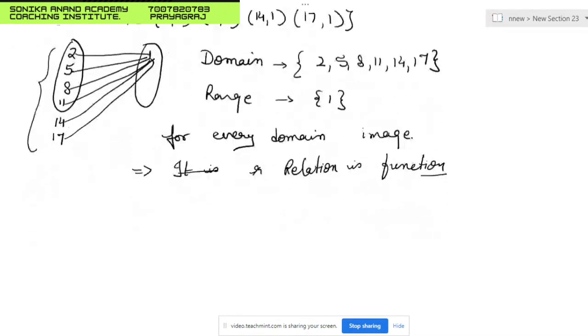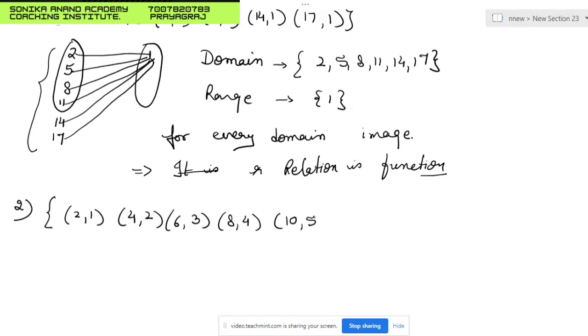Now the second one: 2, 4; 2, 6; 3, 8; 4, 10; 5, 12; 6, 14; 7. Now can you tell me whether it is a function or not? It is a function because the first elements, that means all the domain values, are not repeated. So it is also a function.